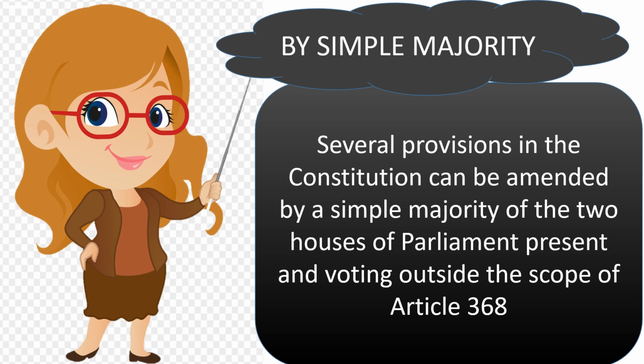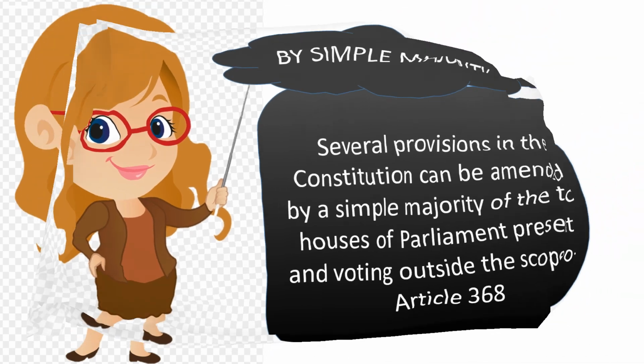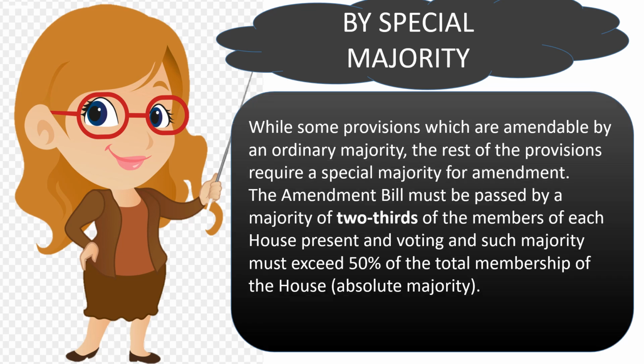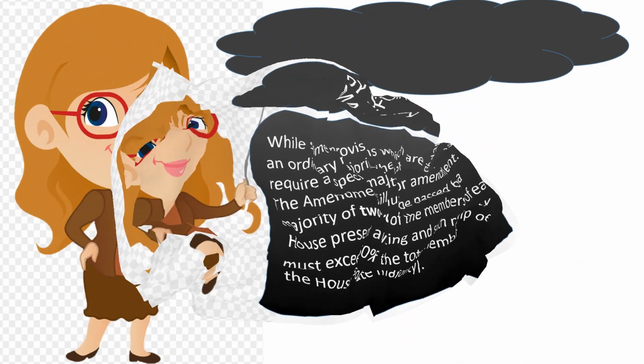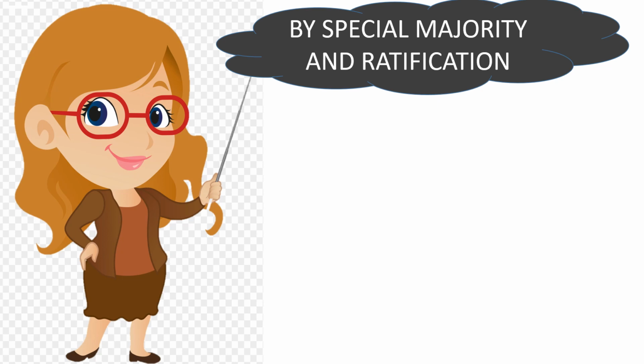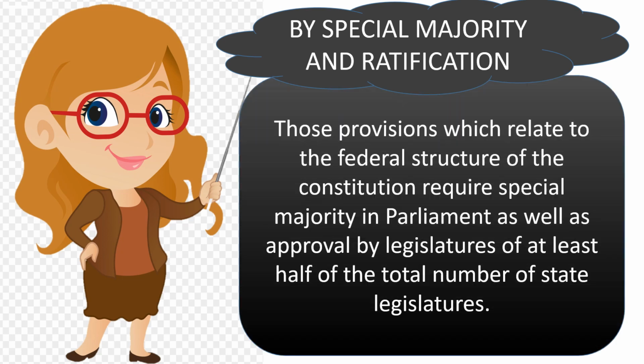Whereas special majority means that the amendment bill must be passed by majority of 2/3 of the members of each house present and voting, and such majority must exceed 50% of the total membership of the house. In simple words, it means absolute majority. Lastly, by special majority and ratification, we simply mean that those provisions which relate to the federal structure of the constitution require special majority in parliament as well as approval by legislatures of at least half of the total number of state legislatures.